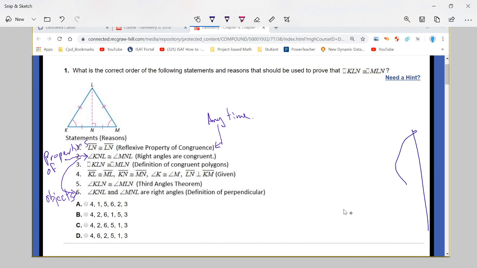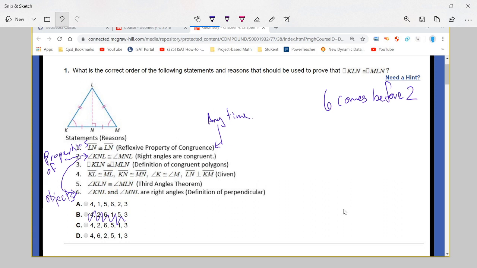So things that I know here include that 6 comes before 2. Well, that would rule out these two, right? I'm not going to say they're congruent before I say that they are right angles, especially because you're not going to say they're congruent because they are right angles. So now the question becomes, is it A or D?